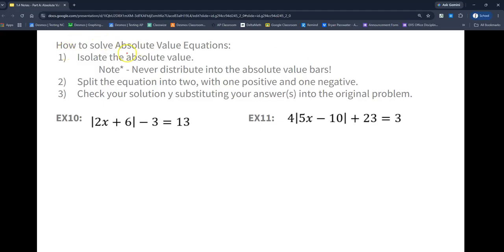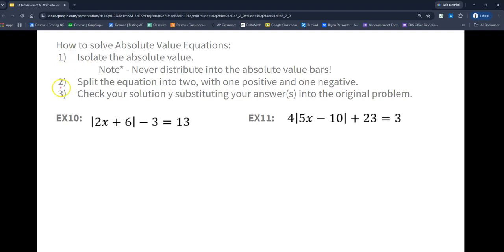Okay, now on this slide, I have those steps written down for us. The first thing we're going to do is to isolate the absolute value. What's that word isolate mean? Get by itself. If you're in isolation, they are putting you alone. So you get the absolute value bars by themselves.